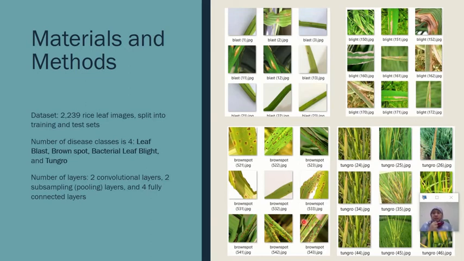In this experiment, the materials and methods are as follows. We use datasets of around 2,000 rice leaf images, which are split into training and test sets. So these are examples of some images with four kinds of diseases: leaf blast, brown spot, bacterial leaf blight, and tungro. We use two convolutional layers with two subsampling layers and four fully connected layers.